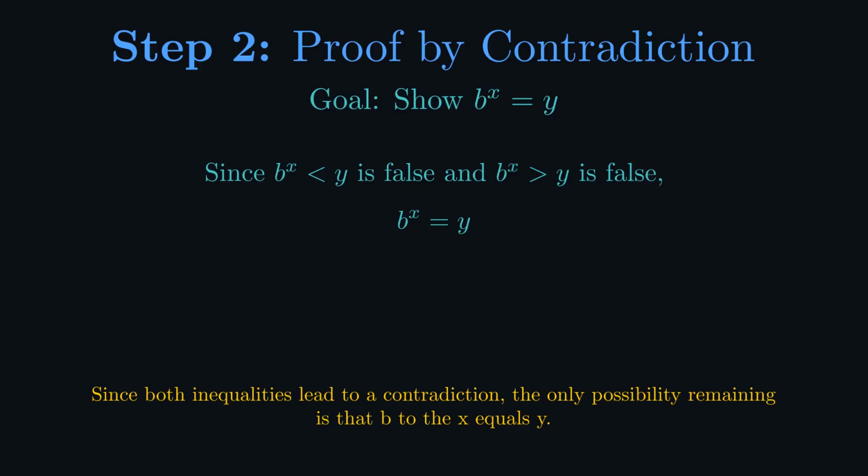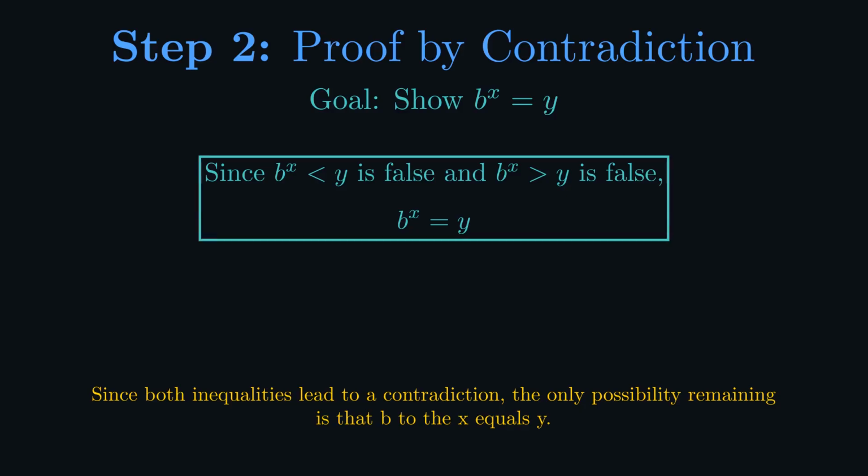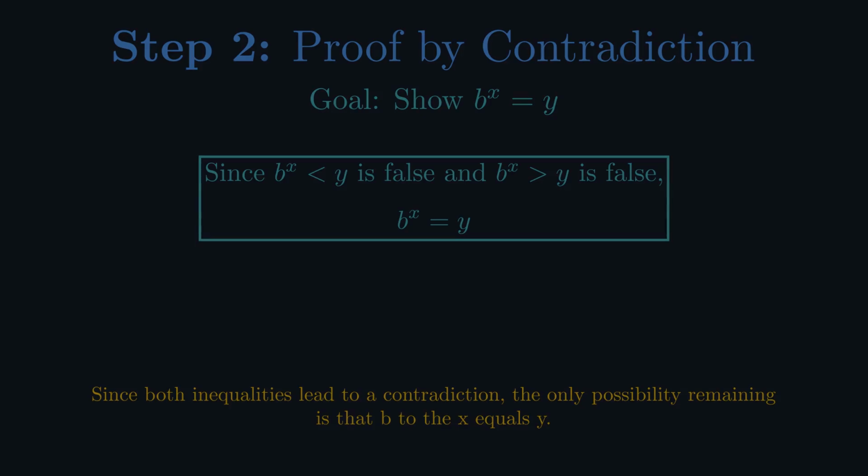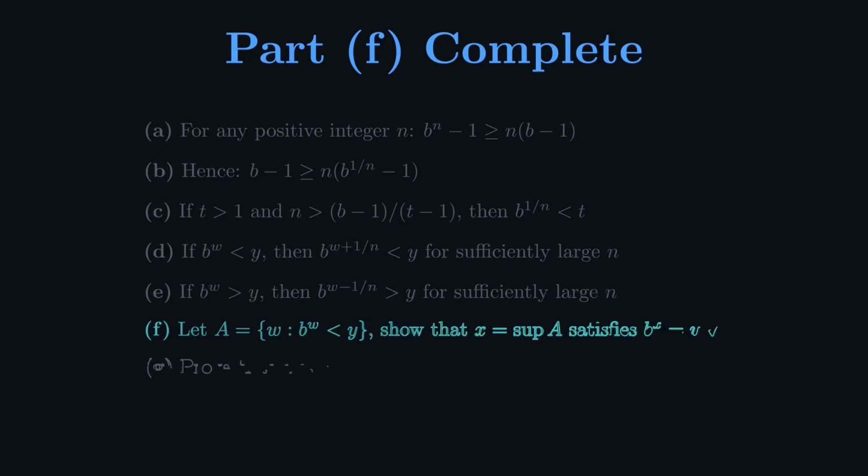We have ruled out both inequalities. The assumption that b to the x is less than y failed, and the assumption that it is greater than y also failed. Therefore, the only remaining possibility must be true. B to the x is exactly equal to y.